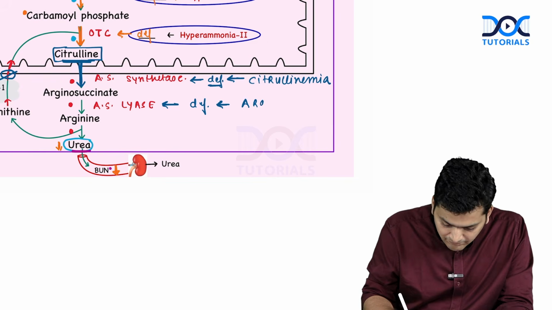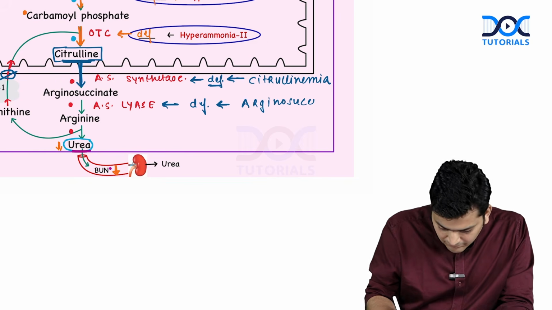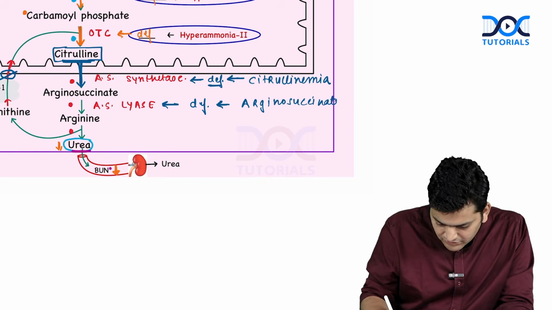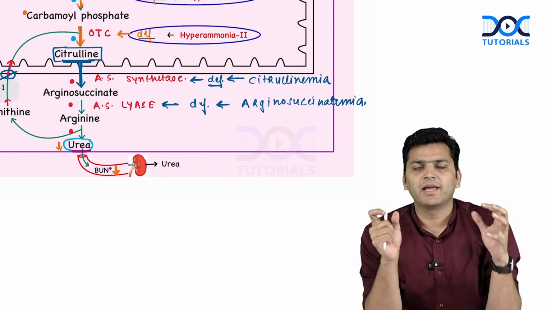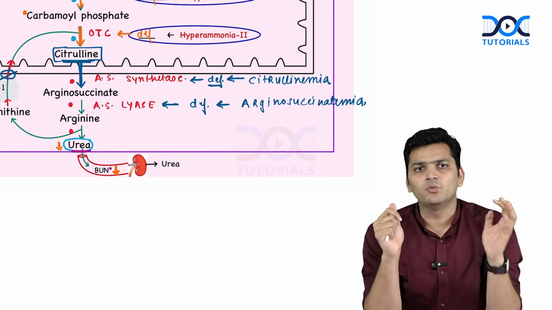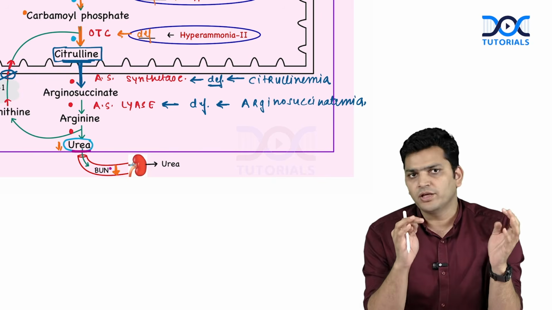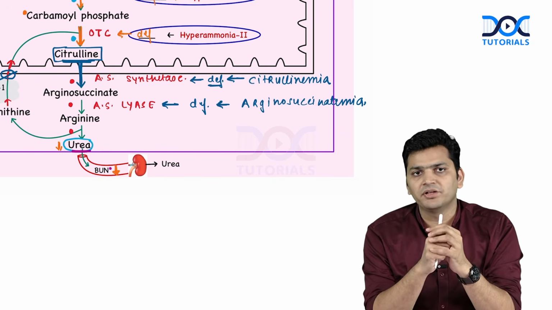aciduria or argininosuccinatemia. Right, so the basic idea is very simple: if any enzyme of the urea cycle is not there, the ammonia is going to accumulate and the urea is going to decrease.